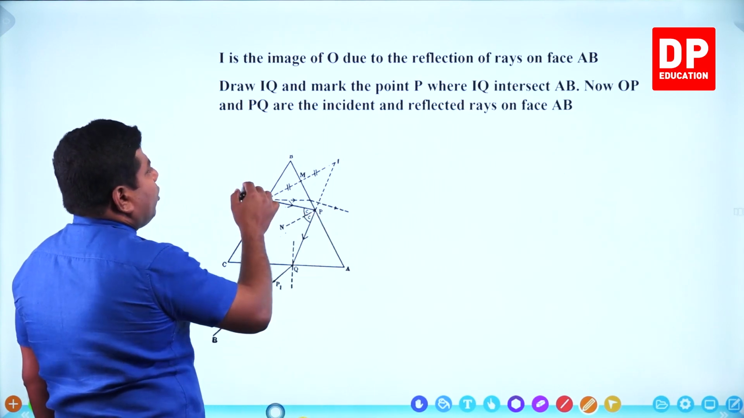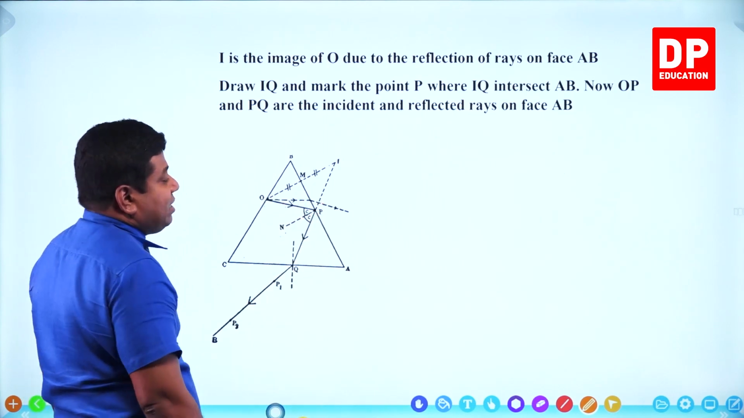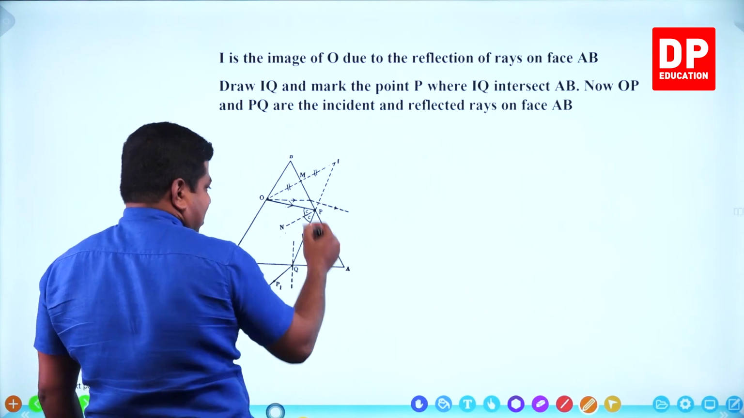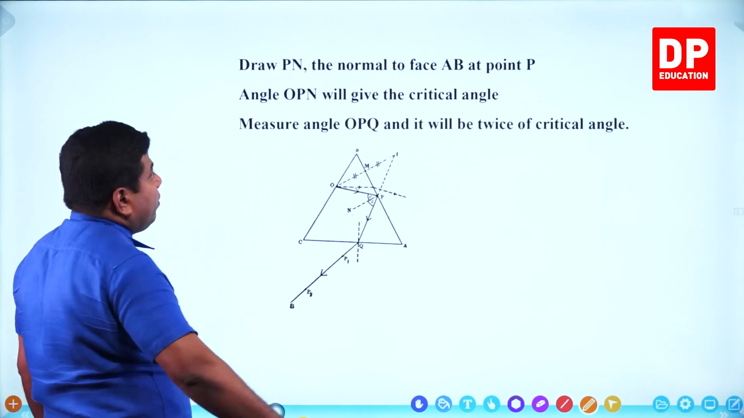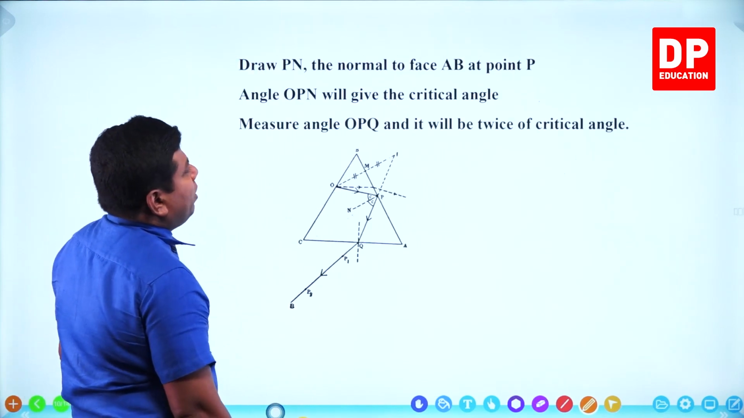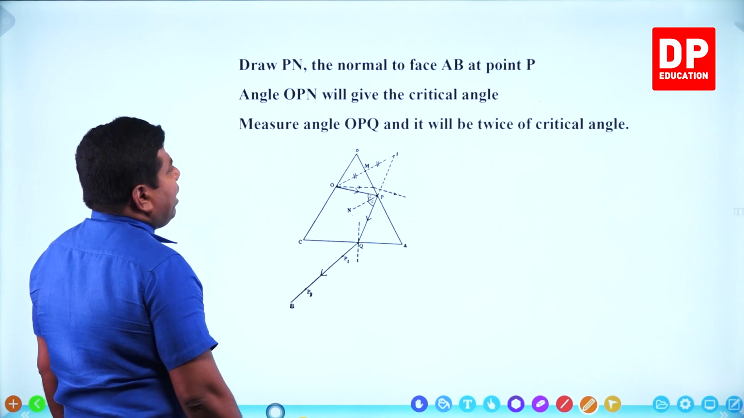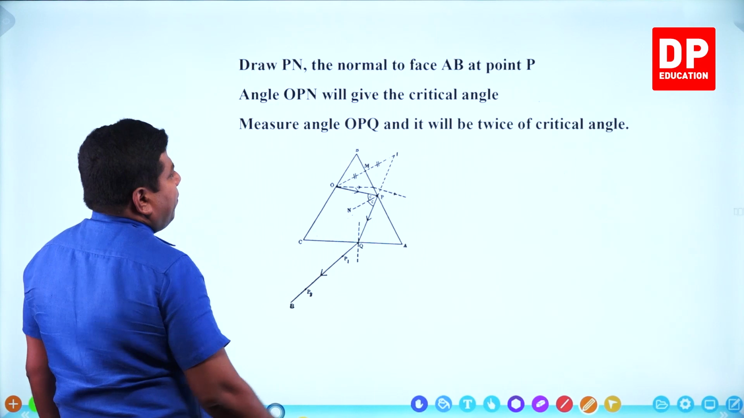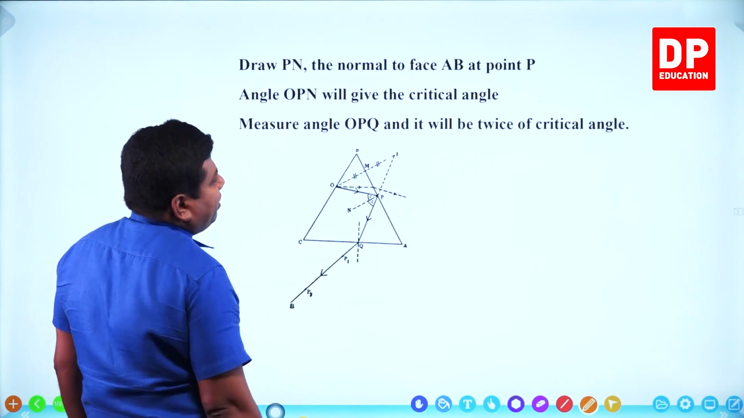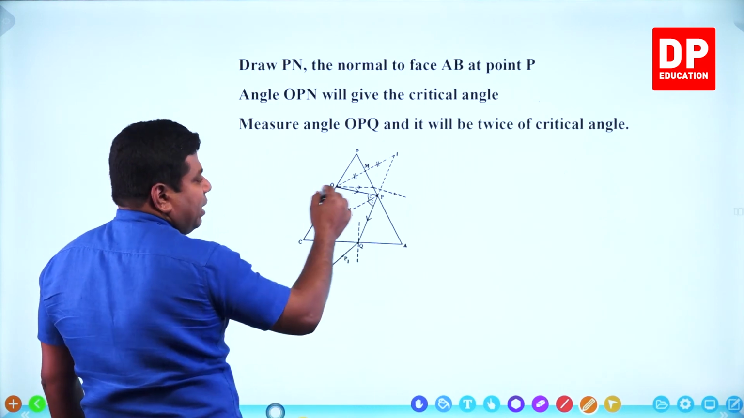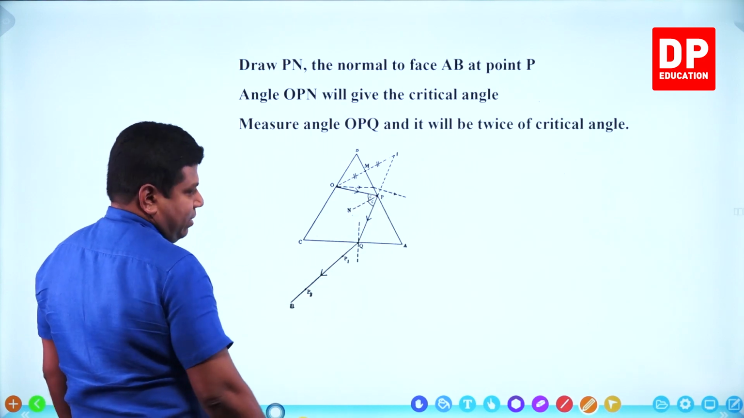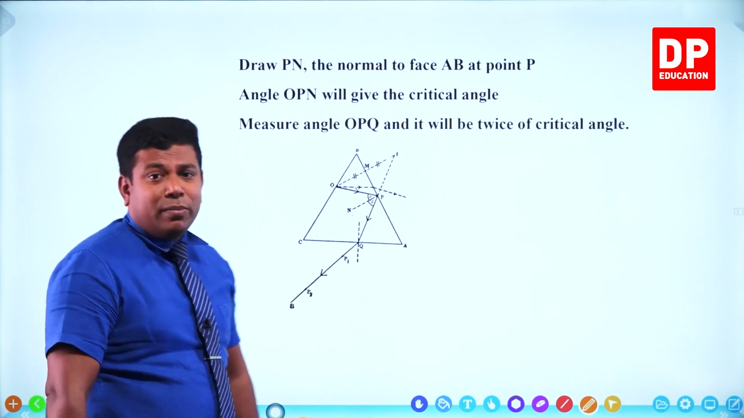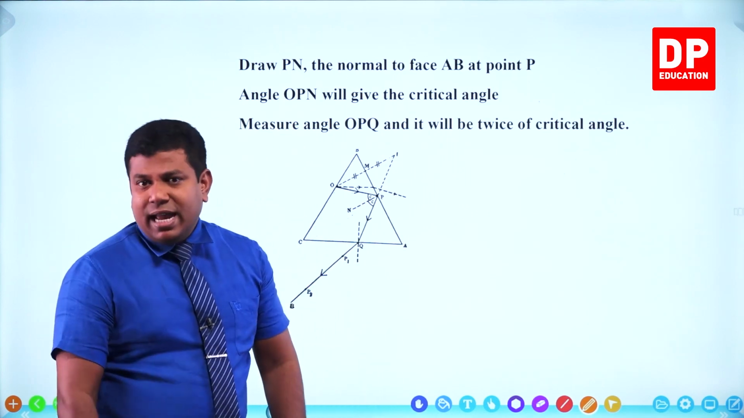Now OP and PQ are the incident and reflected rays on face AB at critical angle, at an incident angle equal to the critical angle. This is C. Draw PN, the normal to face AB at point P. Angle OPN will give the critical angle. Measure angle OPQ and it will be twice the critical angle. Right? So you keep your protractor, measure this angle and divide by 2. That has to give you the critical angle.